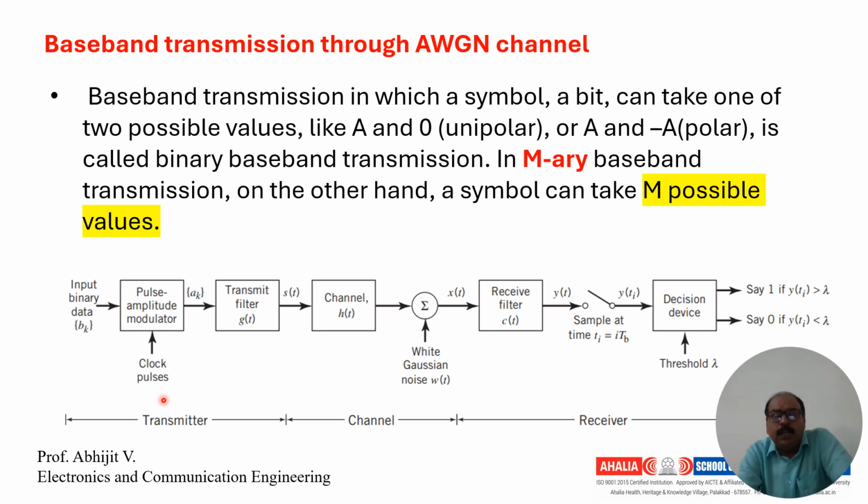So binary input data can take n values b_k. We have a pulse amplitude modulator, transmit filter, channel, and then you are adding the white Gaussian noise. This is what is called baseband transmission through AWGN. And in the receiver, you have a receive filter and then a decision device to make out the bit for that.